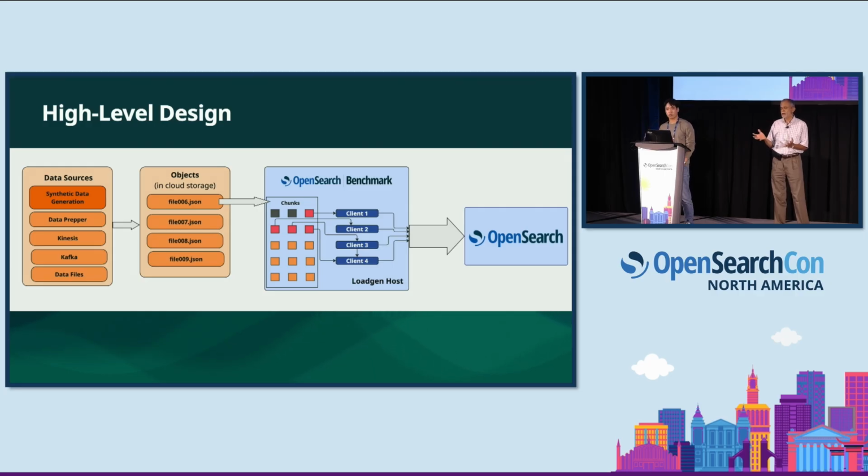this is a schematic of how this operates. Essentially, the whole idea is that you can have your data arrive from a variety of data sources. In this version of streaming ingestion, we are supporting synthetic data generation, which is the first box on the left side. But you could choose to have your data arrive from Data Prepper or maybe a Kinesis stream or Kafka, or even you might have some data files that you have generated in the past and you have stored somewhere.